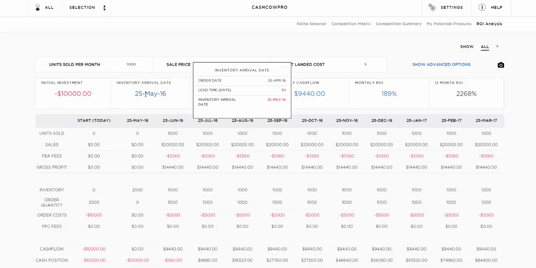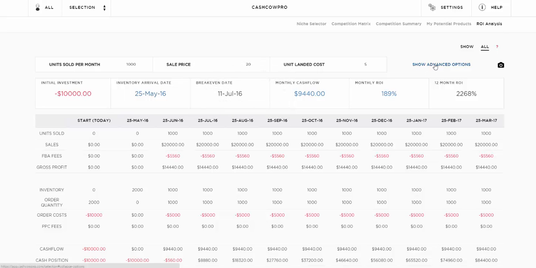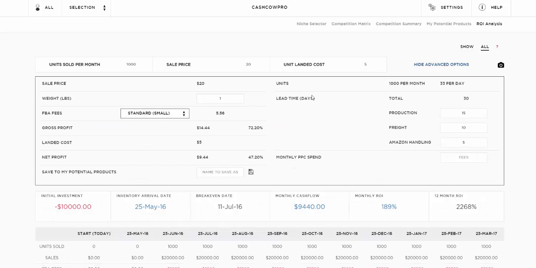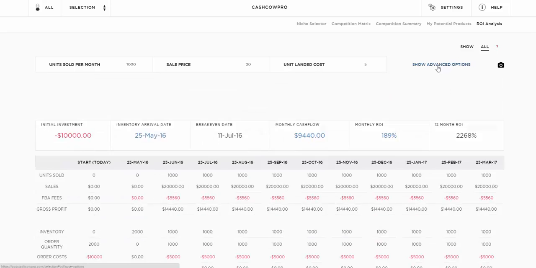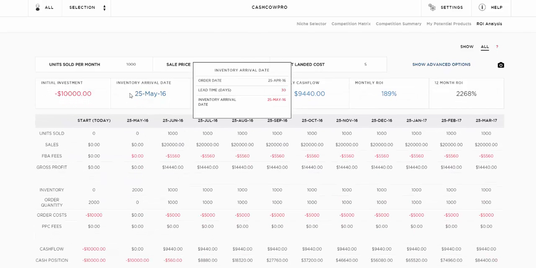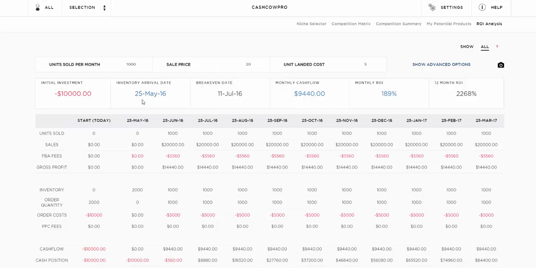The inventory arrival date is based on today's date when you're doing this analysis, plus the lead time of the product, and it gives you an indication of when you can start selling on Amazon. So under the show advanced options, you can change the lead time of the product. For example, I can put in 30 days here, and now the total lead time is 45 days, or you can change it to whatever you want. And here you have production, freight, and Amazon handling, and I'll explain that in a moment when we go over the advanced options. But so here, today's date plus 30 days gives us an inventory arrival date of 25th of May into Amazon.